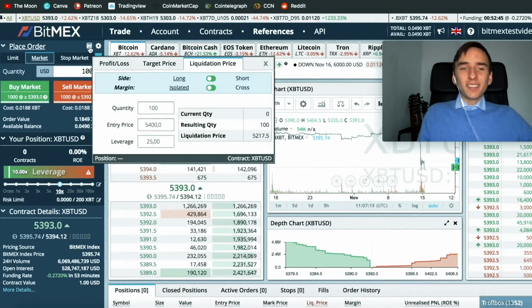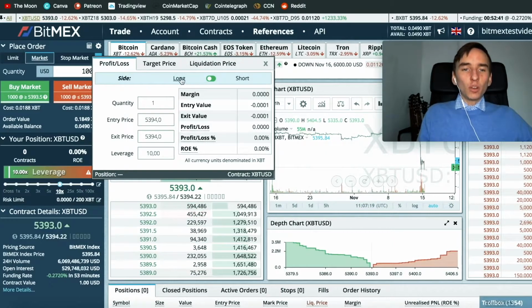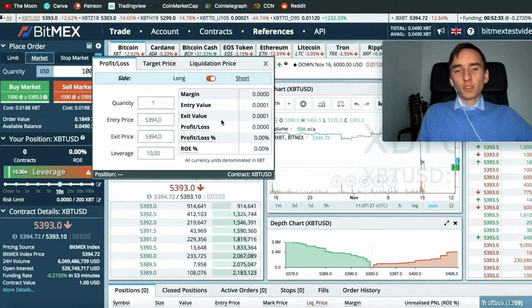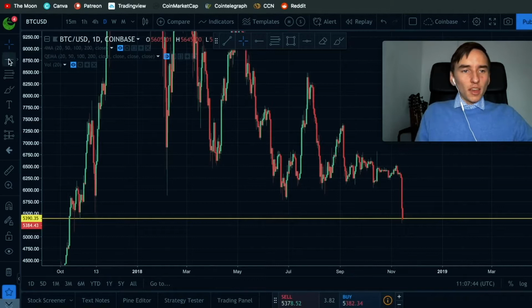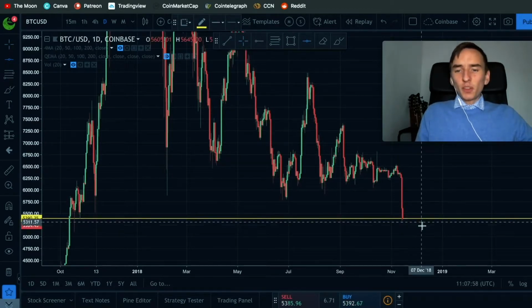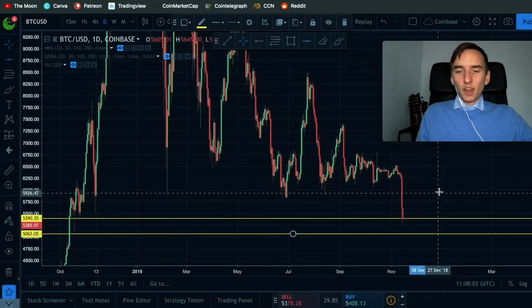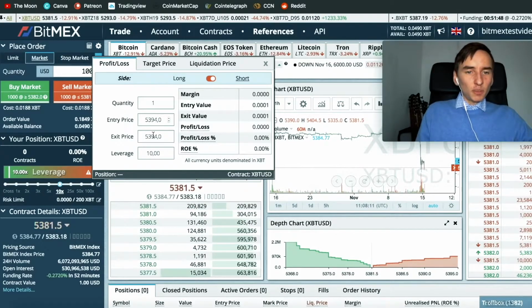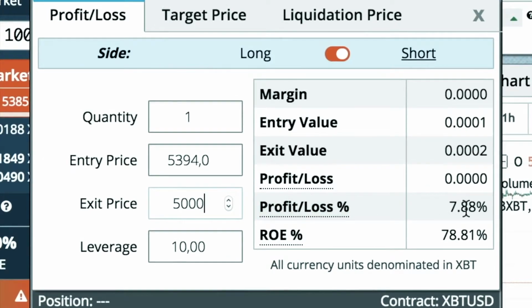And you can do the exact same thing with the profit loss calculation here. But instead of going long here, you press short. And let's say we want to do the exact same thing, 1,000 contracts, we want to go short. Okay, so we have the same entry price, of course. That does not change. But let's say we are bearish. We believe that the price is going to go down to $5,000 all the way down there. We want to go on 10x leverage. The entry price is the current price. The exit price is 5,000. That would mean profit loss of 8%, return on equity 80%.